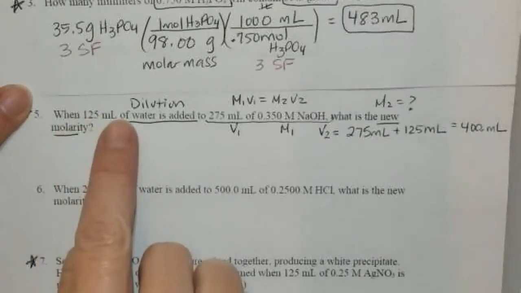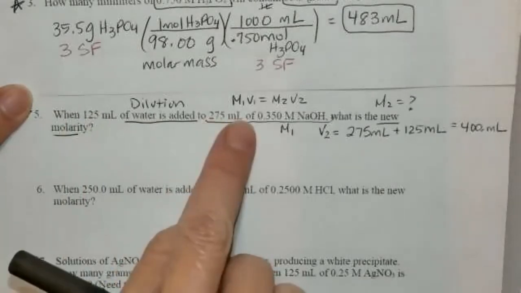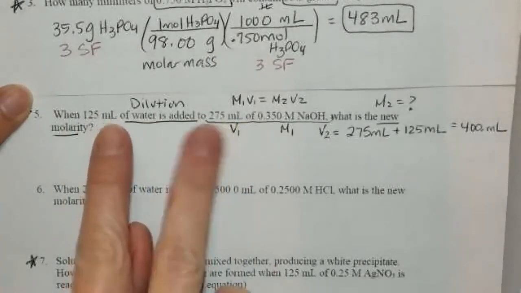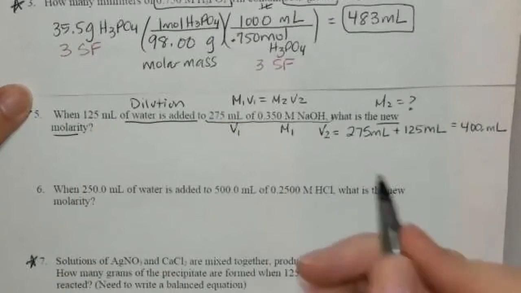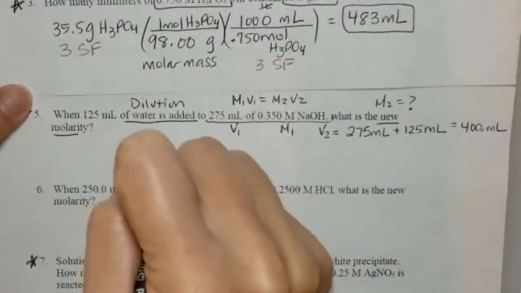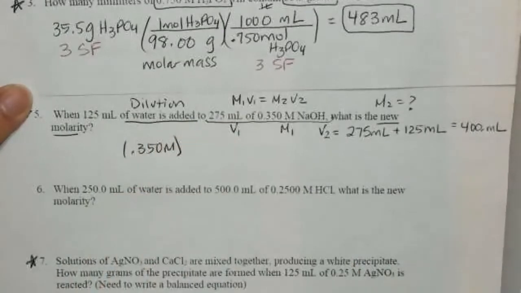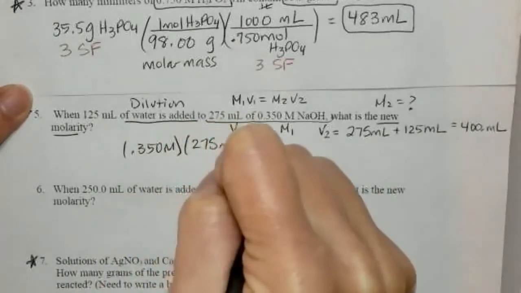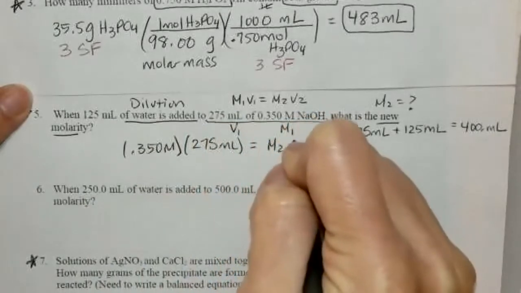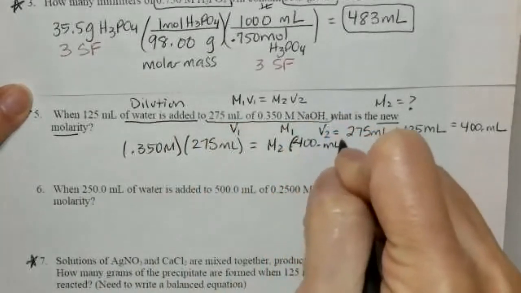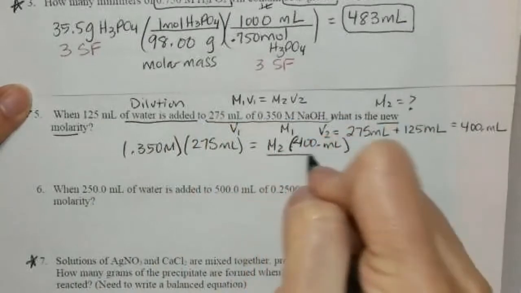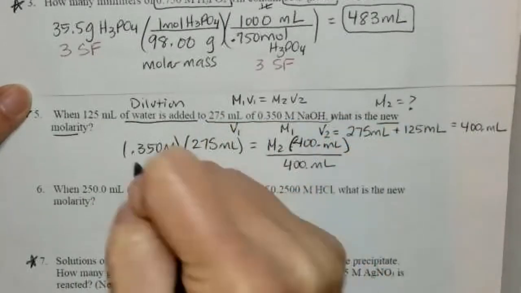We're adding 125 mils to this 275 initial sample, so we want to make sure and add those two together to get the total volume for V2. What was the final volume after we mixed? We diluted it to a final volume of 400 mils. So now I'm ready to plug and chug. I've got an initial molarity of 0.350 molar, an initial volume of 275 milliliters, M2 is what I'm looking for, and my V2 is 400 milliliters. So I'm going to divide both sides by the 400 milliliters to solve for M2.